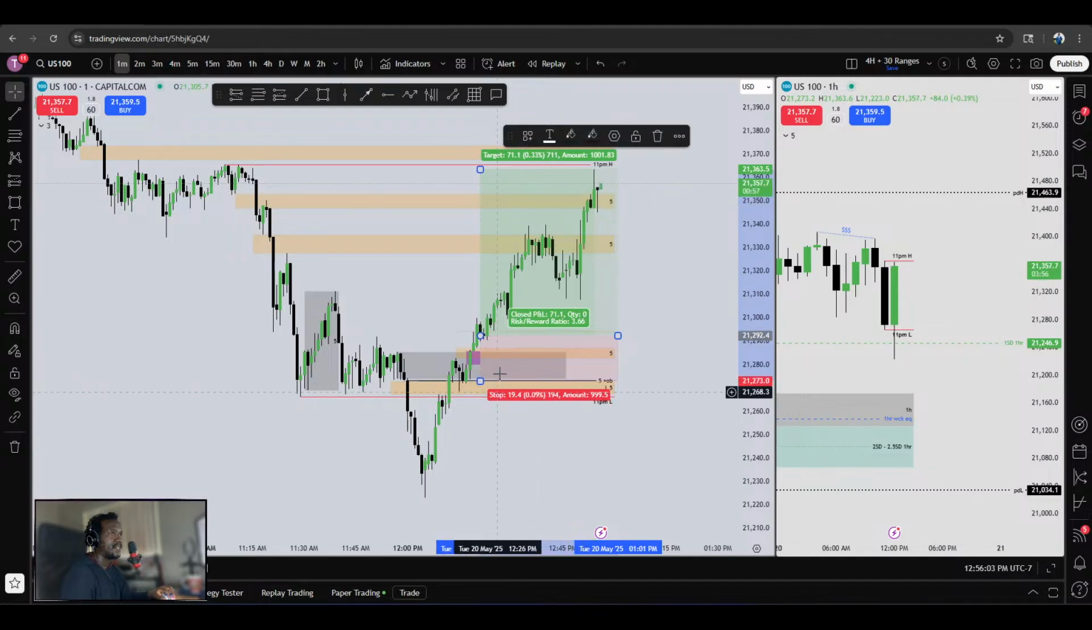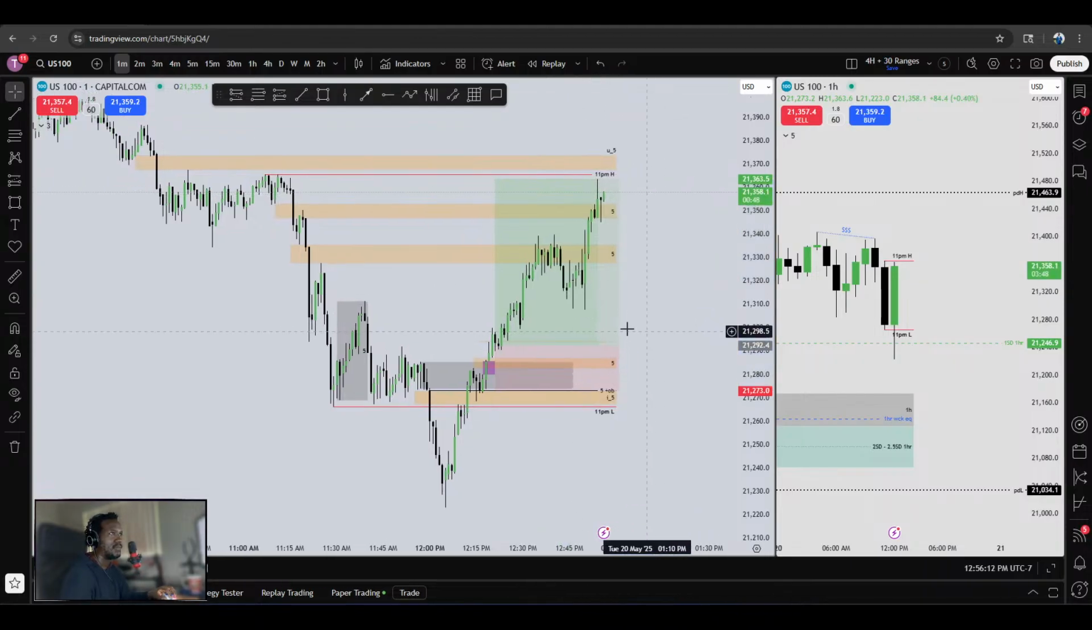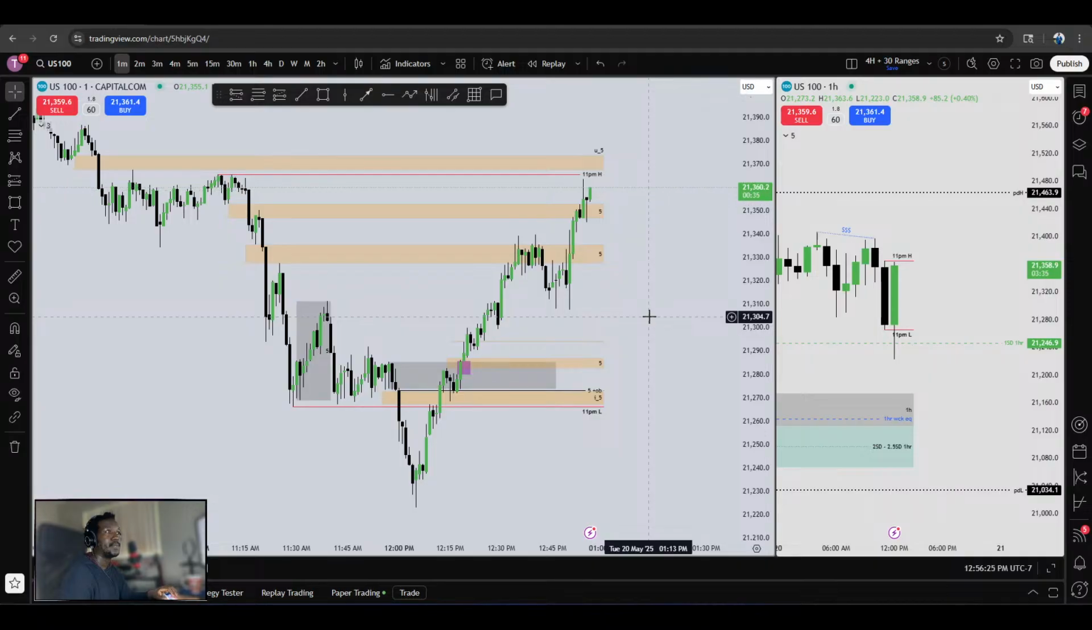And even if you lose, 3.6 is one win can take care of the next 3 losses. 2 wins will take care of the next 6 losses. 3 wins will take care of the next 12 losses. You see what I'm doing here? 4 wins will take care of the next 16 losses. So, when we grow up, when we grow.